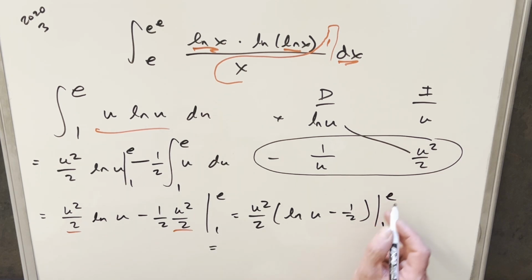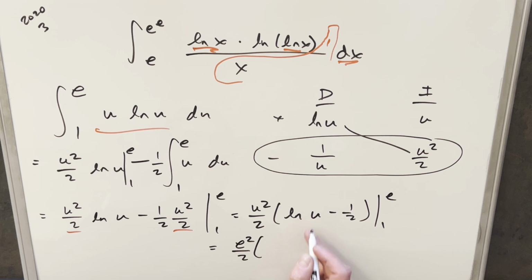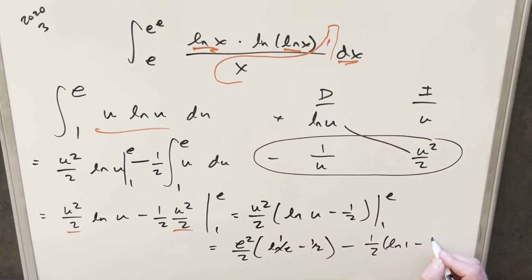So then let's just plug everything in. First evaluating the e, we're going to have e squared over 2. This is going to become natural log of e, but that's just 1, minus 1/2. Then we're going to have a minus sign plugging in 1. This is going to become 1/2. Natural log of 1 minus 1/2. Natural log of 1, that's just 0. Minus times minus here is a plus. 1 minus a half here is 1/2.